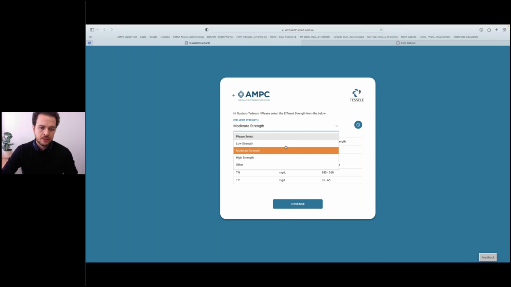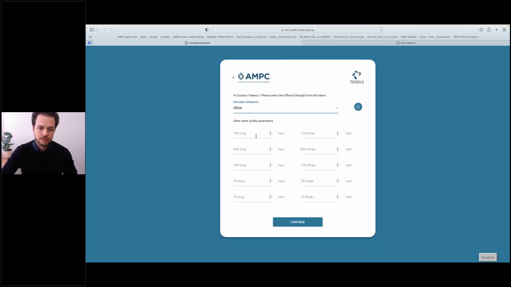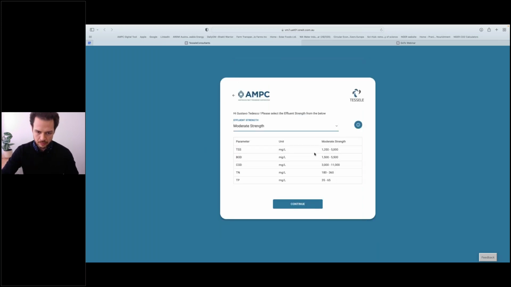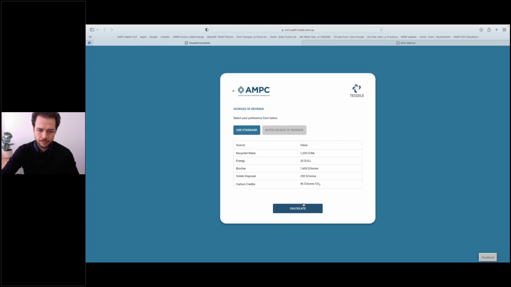The following page, the user will have an option to select appropriate effluent strength based on their wastewater analysis. So as Fabiana mentioned before, we have categorized in 3 different strengths: low strength, moderate strength, and high strength. And also the user can select other and enter their own parameters for average and peak analysis. We will adopt a moderate strength here, and continue with the exercise. So click on continue again.